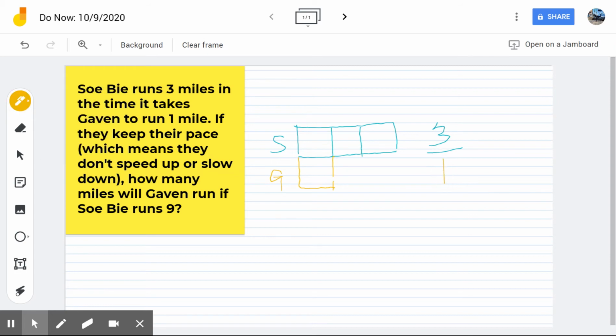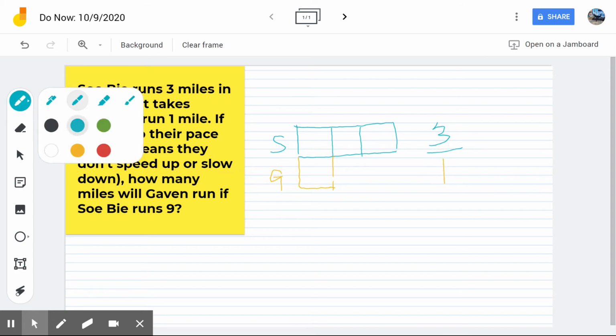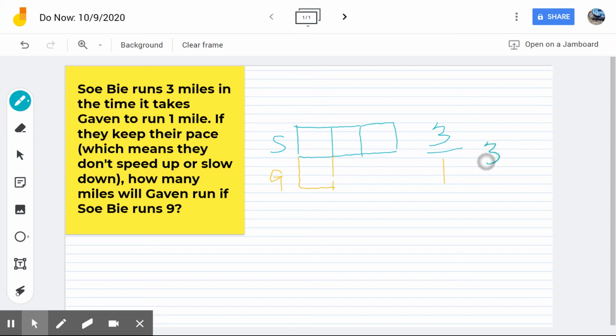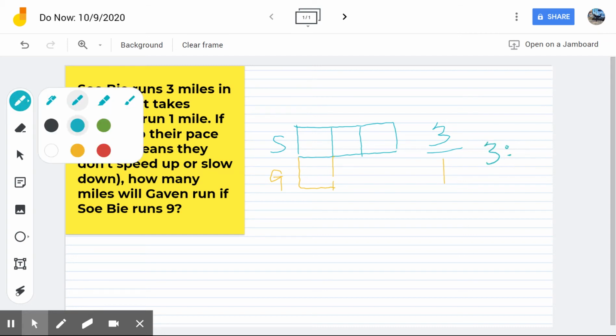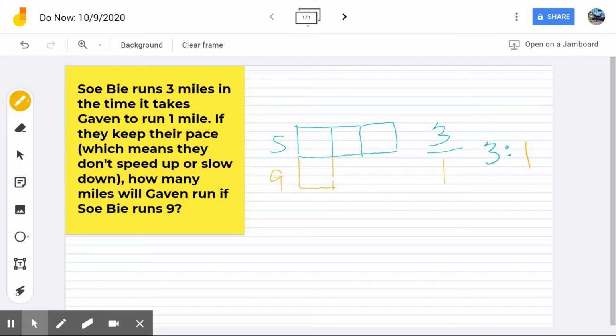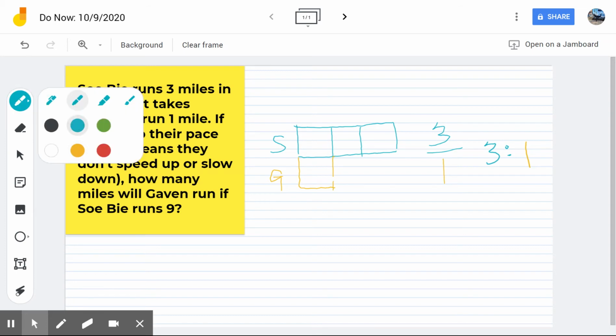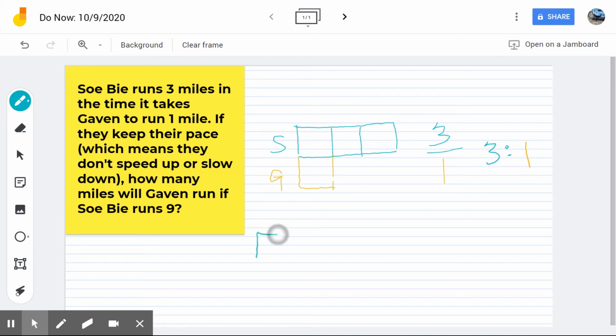We can write it fractionally. We can also write it in standard form, 3 to 1. Hopefully that much is clear. The question: if Sobai runs 9, how many will Gavin run? So we can extend our tape diagram to show what 9 miles looks like.